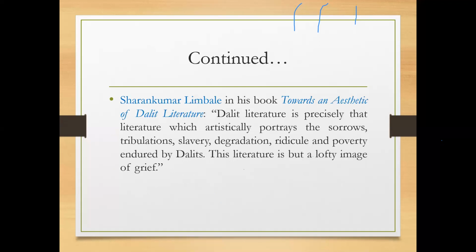Sharan Kumar Limbale, you probably know his name because he is one of the most eminent Dalit critics in recent India. And in his book, Towards an Aesthetic of Dalit Literature, he wrote that Dalit literature is precisely that literature which artistically portrays the sorrows, tribulations, slavery, degradation, ridicule, and poverty endured by Dalits. This literature is but a lofty image of grief.